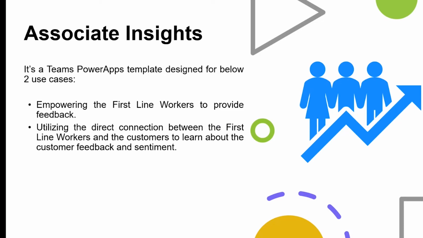One of them is empowering the first line worker to provide feedback on anything, for example, the products that you have in different categories. It also utilizes the direct connection between the first line worker and the customer to learn about customer feedback and sentiments. So you can have different kinds of reporting based on that feedback, and you can see the customer's opinion about one of your products. This feedback will be gathered by your first line workers, who have a direct connection with the customers.